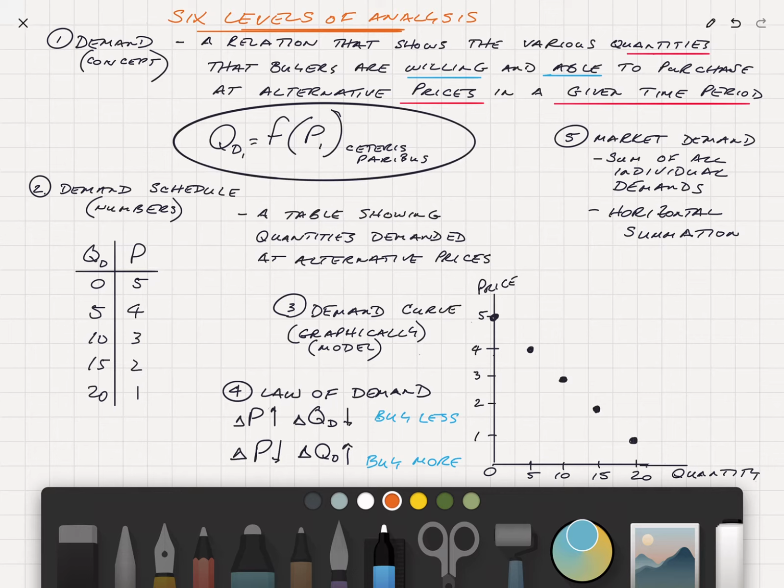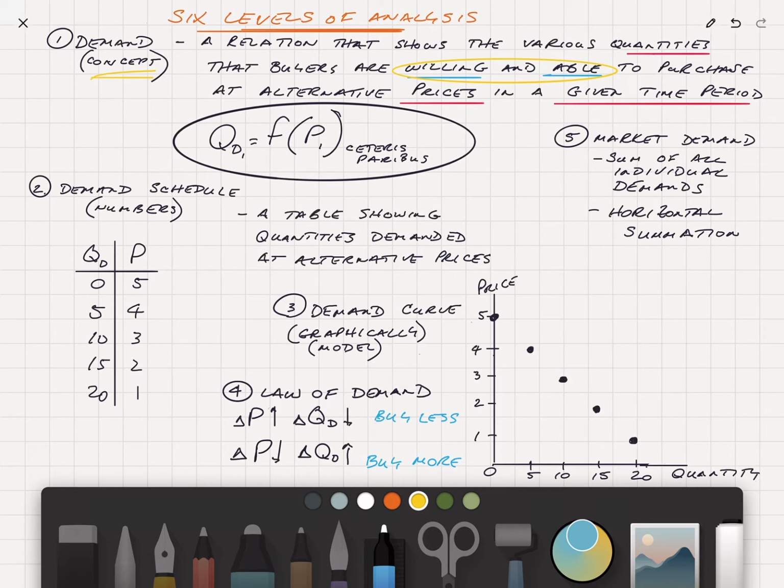So demand as a concept, our first starting point here, is the definition of demand: a relation that shows the various quantities that buyers are willing and able to purchase at alternative prices in a given time period. This is important right here. Willingness and ability. The willingness is subjective. You don't buy goods and services that you don't like. The ability is more objective.